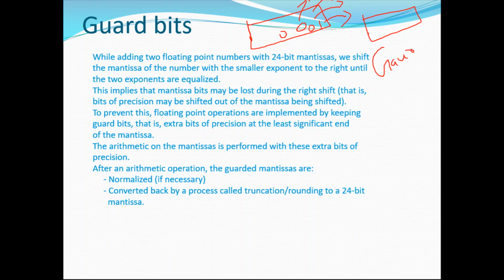So normally we perform normalization to perform addition or subtraction, whatever it may be. Store these guard bits here so that they won't be lost. Then perform the operation, and then you can move the guard bits to the actual number if required. So that is called guard bits.